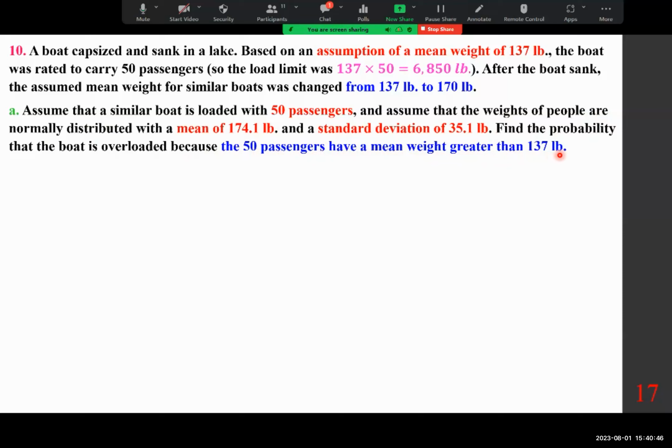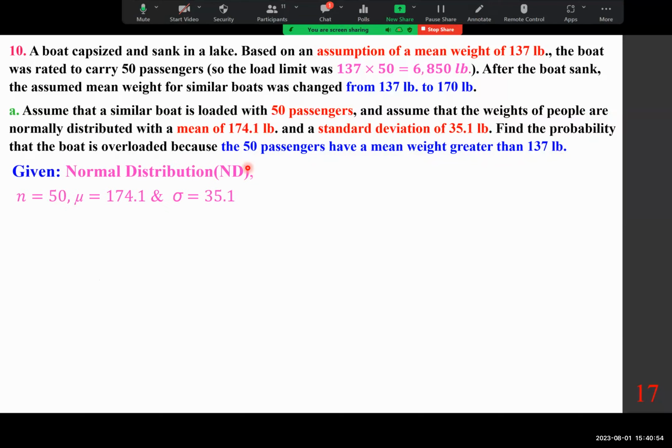Perfect. So this is quality control, looking at what's happened and making a decision statistically. So what is given? We are dealing with the normal distribution, ND. N is 50 passengers. Mu is 174.1 pounds. Sigma, 35.1 pounds. And we want the probability of X bar larger than 137. Notice the 50 passengers have a mean weight greater than 137. Because N is 50, we go with mean probability of X bar larger than 137.